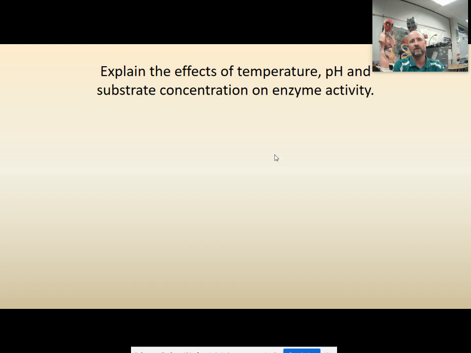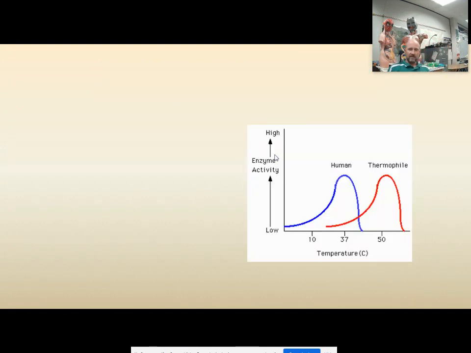Last things I want to talk about quickly, and then we're going to do some labs on this in class, so we'll talk about this more in person as well. So this is just a quick overview. The effects of temperature, pH, which remember is acidic or basic, and substrate concentration on enzyme activity. And I think the best way to look at that is to look at a graph. So I'd like you to explain this graph.